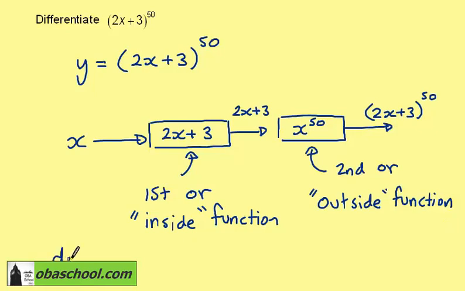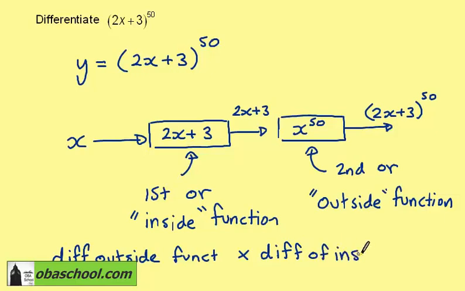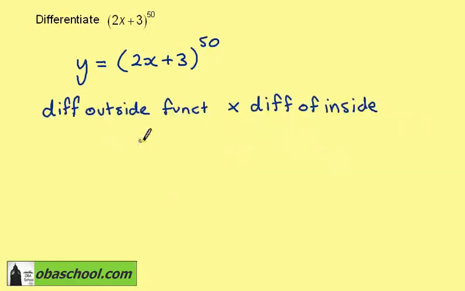The technique then is that we first differentiate the outside function. We do this treating the inside function as if it is just x. You'll see what I mean when we actually do some examples. We then multiply this by the differential of the inside function. So let's look at that in this case.